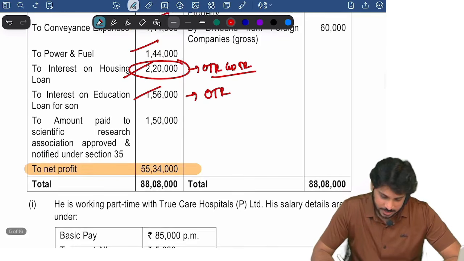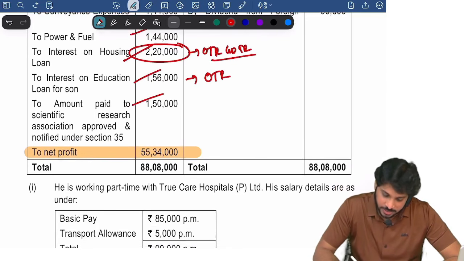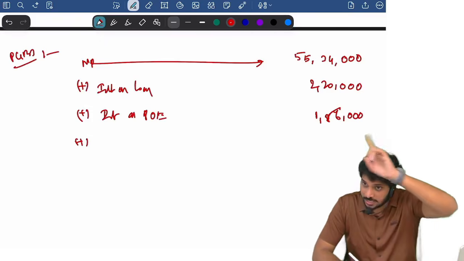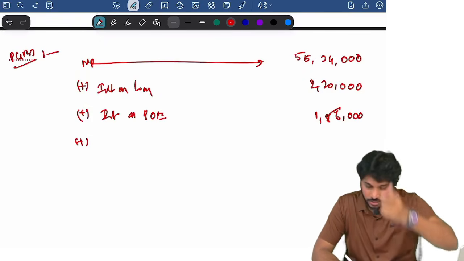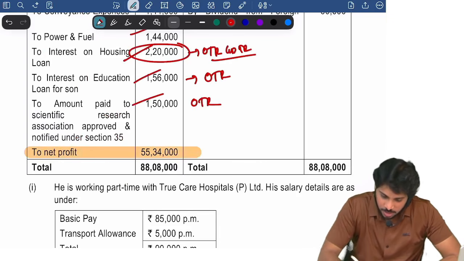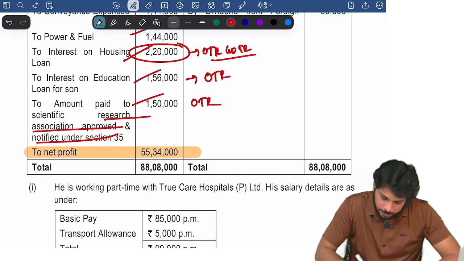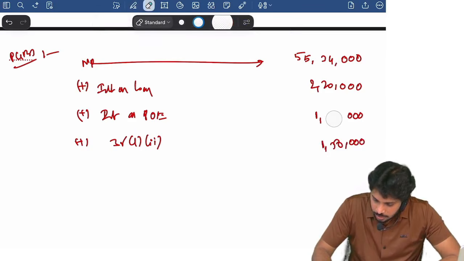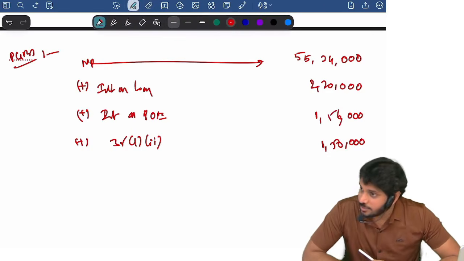Okay, that's it. Next, amount paid to scientific research disallowed, optional tax regime, yes or no? Under OTR we should consider, but under DTR we should disallow. Section 35(1)(ii) scientific research, how much is the amount paid? Approved 1,50,000. So I will disallow. Correct? Guys, able to understand?